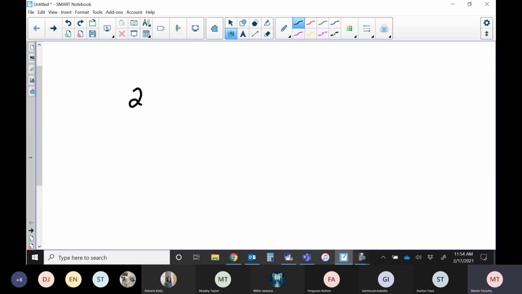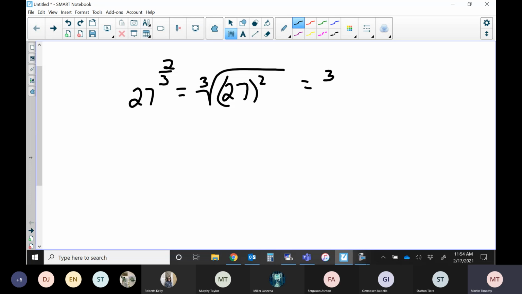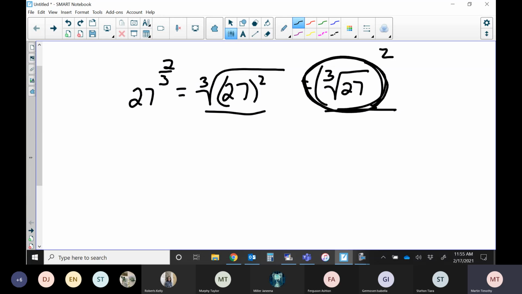But like this one, 27 to the 2/3 power. What that really means is the 3rd root of 27 to the 2nd power. Personally, I would not write it like this, but that's because I've practiced this enough and I know that 27 actually has a nice pretty cube root. So what I would do first is think of these as the same. I would see if 27 has a nice pretty cube root. If it does, then I'm going to do it this way. If it doesn't, then I have to do it this way and simplify it, like the way I did at the beginning of class. I'll show you one of those examples tomorrow.